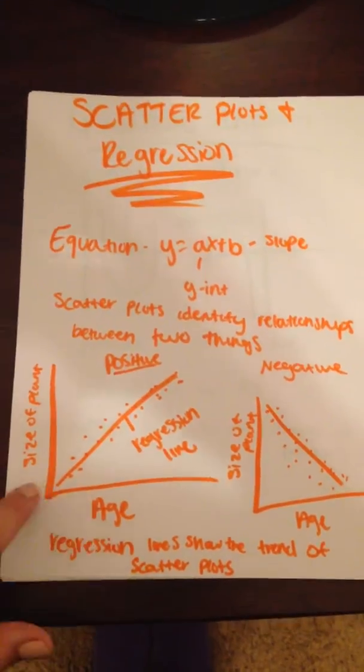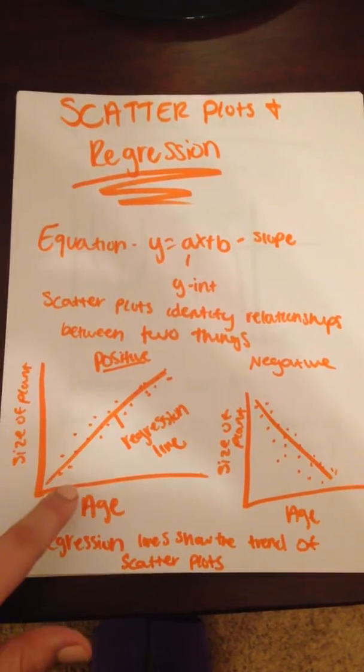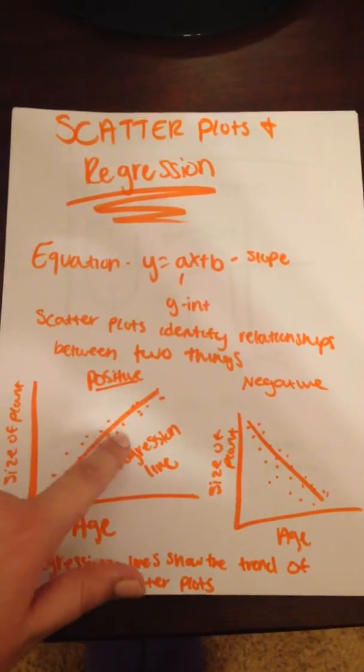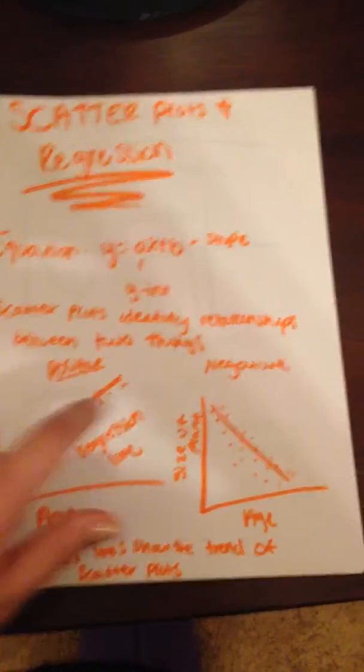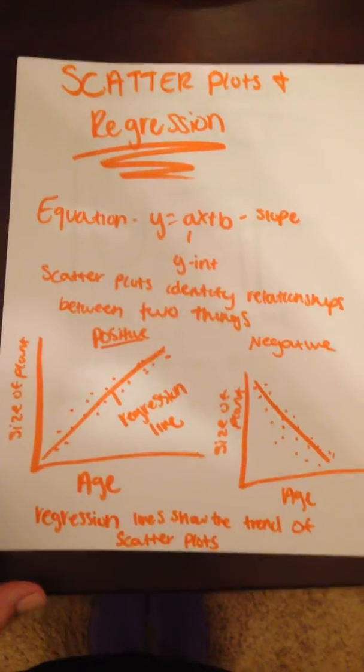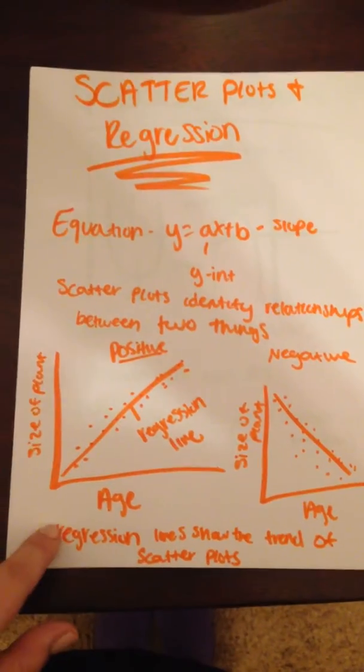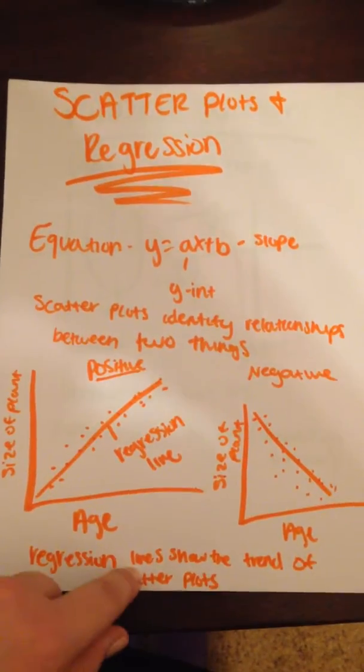And the two things that are being determined is part of the scatter plots. And the points that you get on here will determine whether it's positive or negative as well, but you can put that in your calculator by stat edit. And the regression lines show the trend of scatter plots.